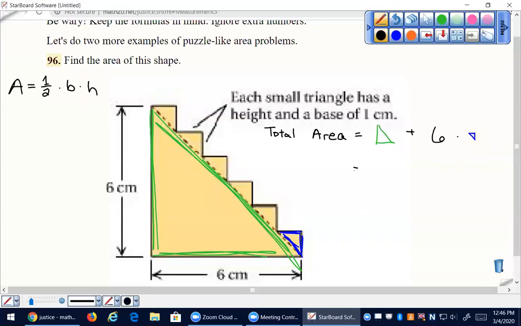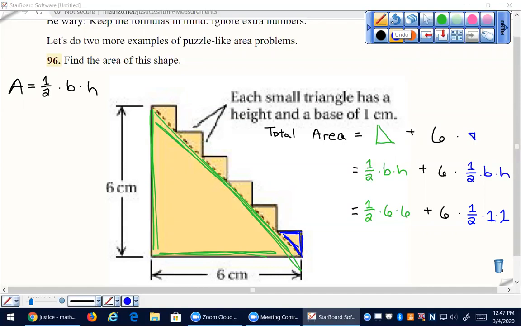Okay, next line. Put in the formulas. 1/2 times base times height plus 6 times 1/2 times base times height. For this one, base and height are both 6. Plus, and for that one, the base and height were both 1, because it tells you that.